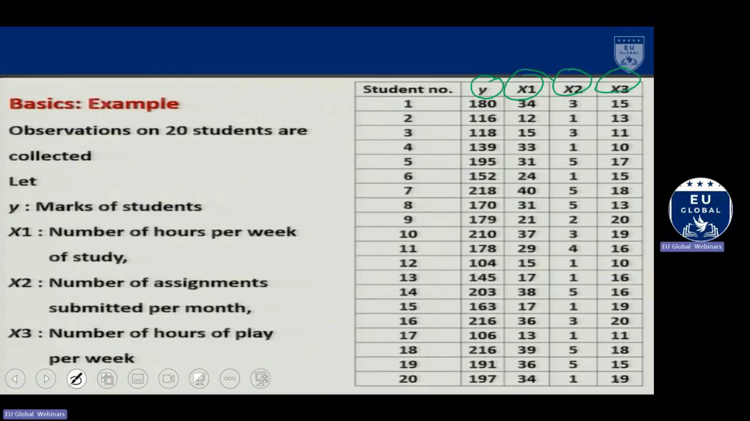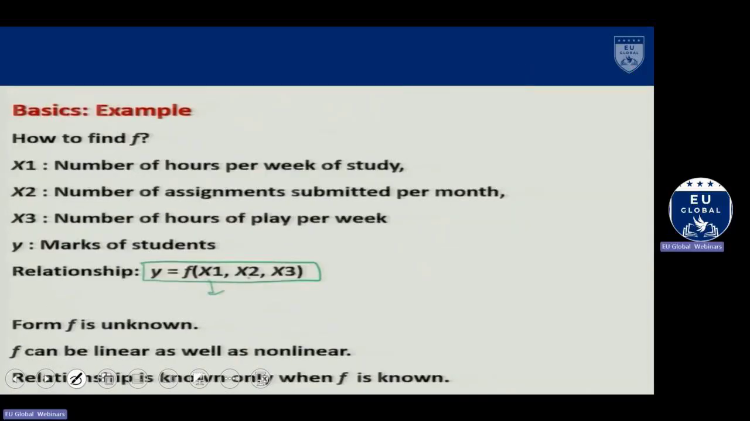X3 is the number of hours of play per week, right? So we have X1, X2, X3, which are the independent variables, and Y is the marks of the students, which is the dependent variable. So we have to find F. What is F? F is the function. The relationship is Y is equal to F of X1, X2, X3. F is actually the function that we need to find out.